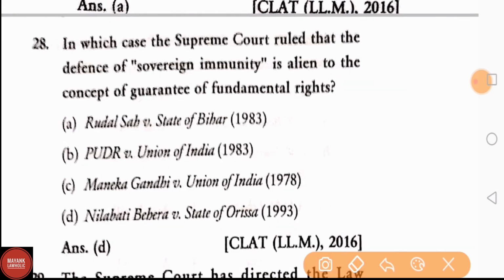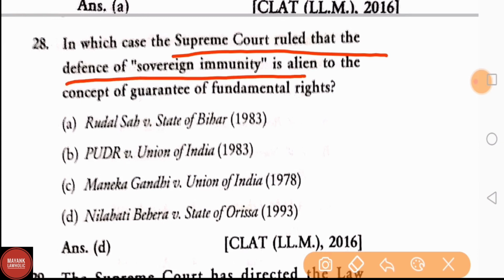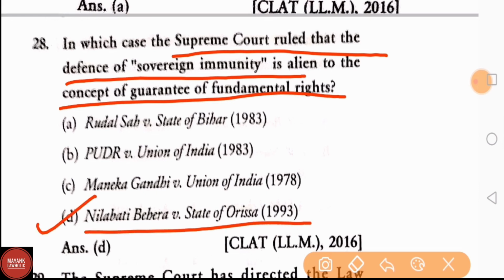Question number 28. In which case Supreme Court ruled that the defense of sovereign immunity is alien to the concept of guarantee of fundamental rights? It was held in the case of Nilabati Behera versus State of Orissa, 1993.